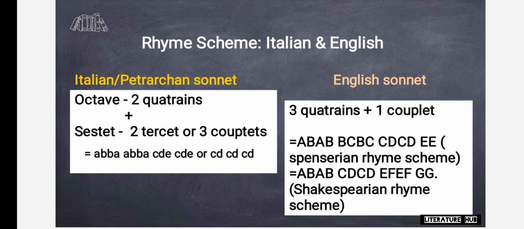So in the Italian sonnet there are two quatrains in the octave and two tercets or sometimes three couplets in the sestet. So the Italian sonnet rhymes as ABBA ABBA CDE CDE, or sometimes it is CD CD. And in the English sonnet there are three quatrains and one couplet, and the English sonnet rhymes as ABAB BCBC CDCD EE.